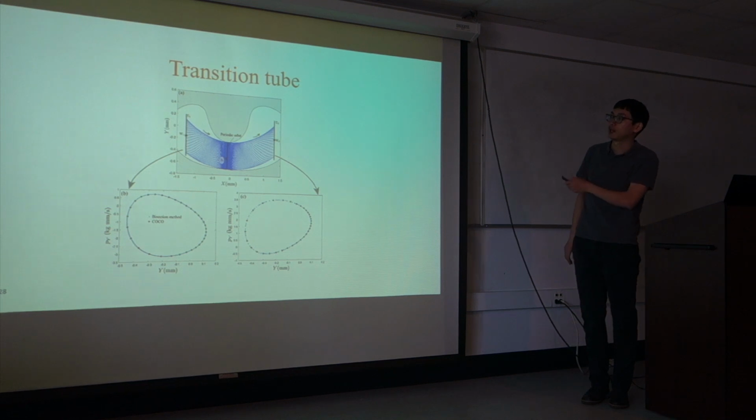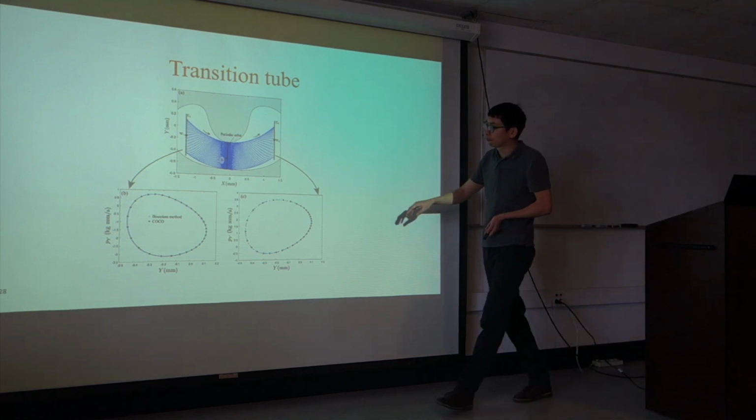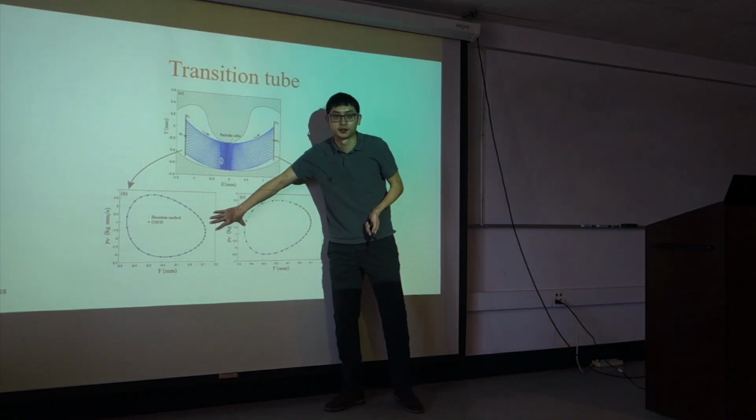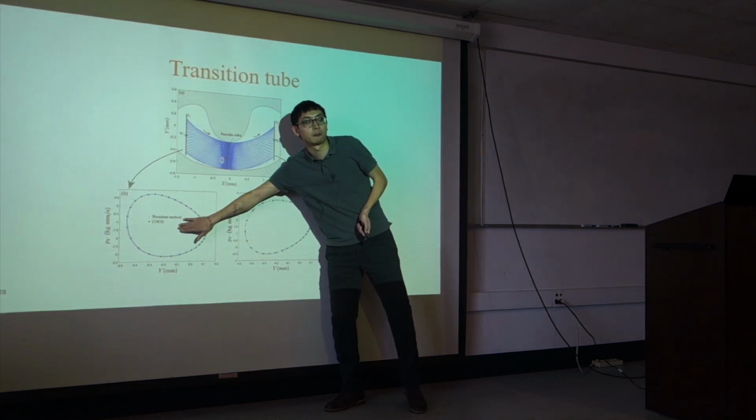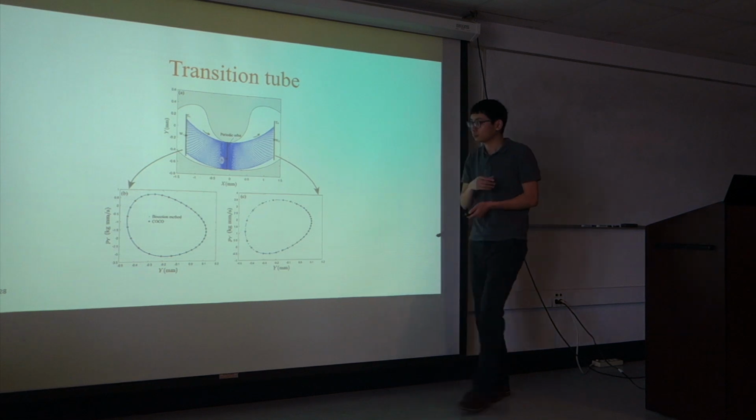This is the same transition tube but obtained by the BVP approach. Here I give 2 concrete sections. The results are from both the bisection method and COCO. They match very well.